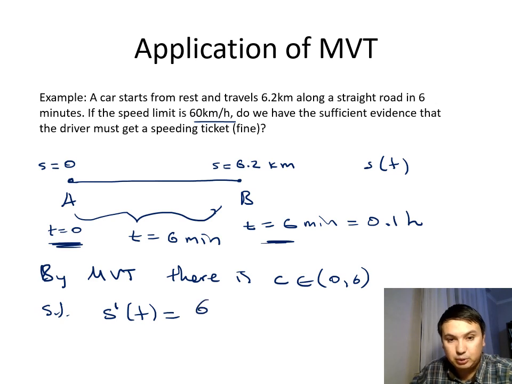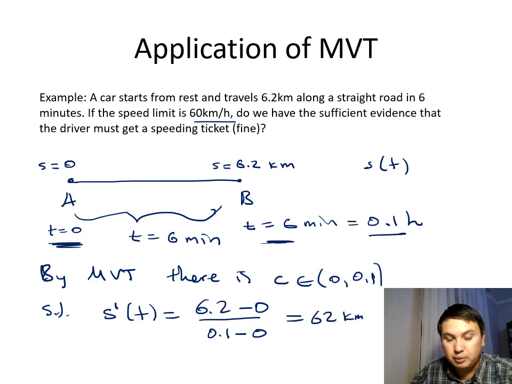So 6.2 minus 0 divided by, sorry, I converted to hours, so this is 0.1 minus 0. This is 62 kilometers per hour. So it says there exists a c, sorry, this must be c, right?